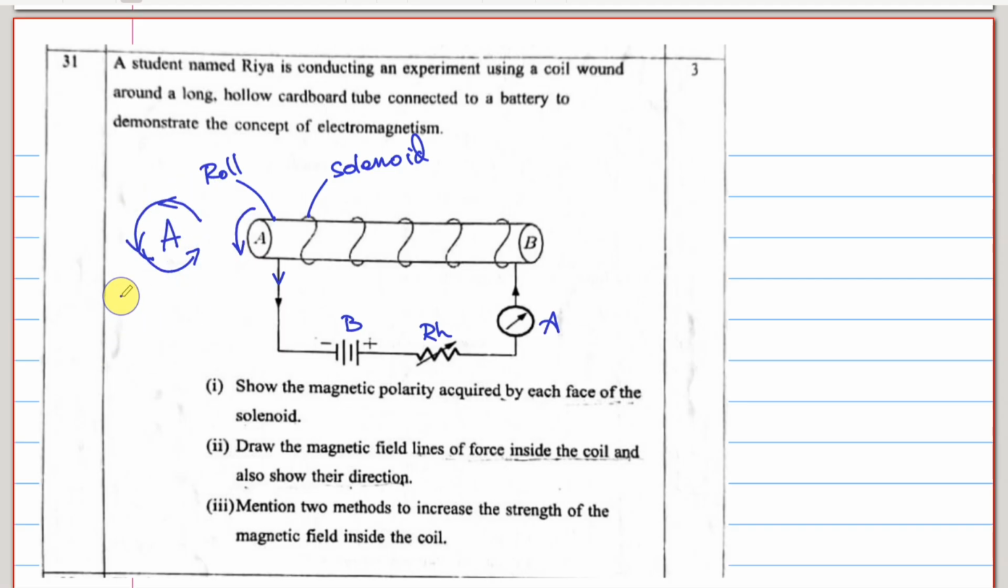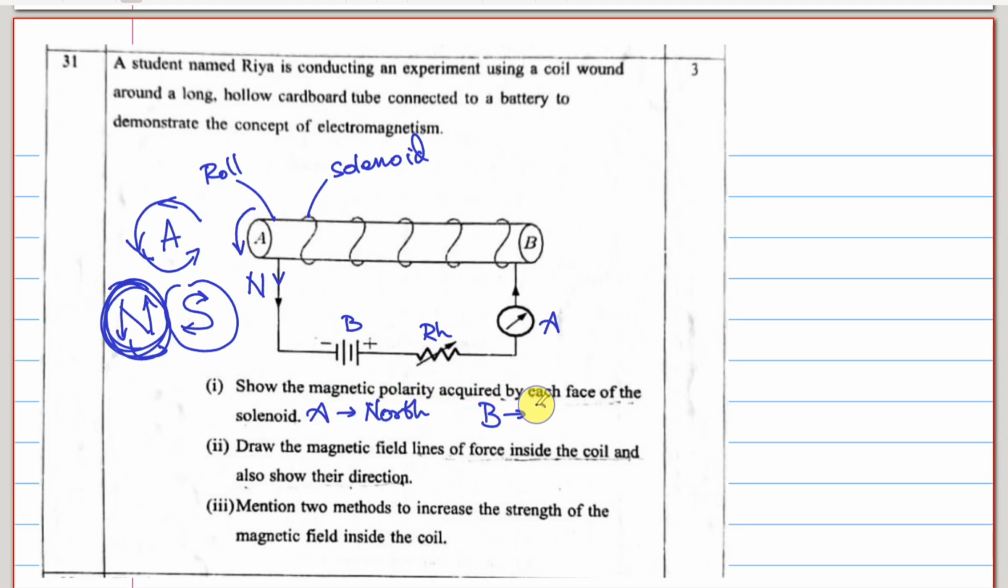Let us write N and S and then see which direction we get from N and S. From N we get anti-clockwise, and out of S we get clockwise direction. So because the flow of current at face A is in anti-clockwise direction, that means it must possess north polarity. That asked us to show the magnetic polarity acquired by each face. So at A we know it is north pole, then B it will be south pole.